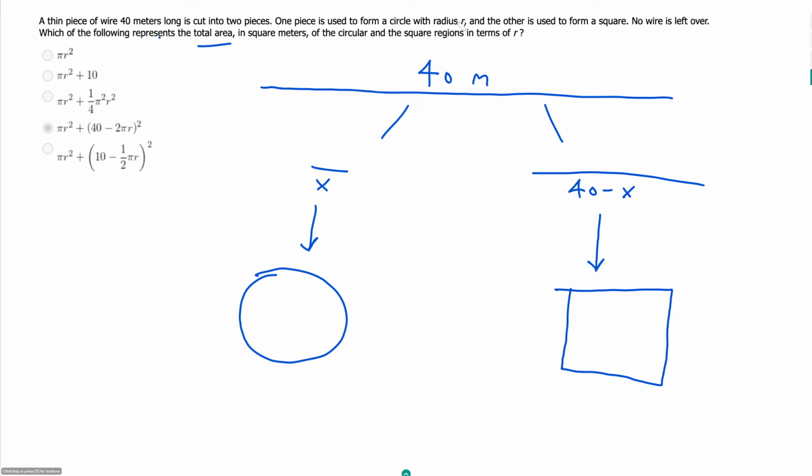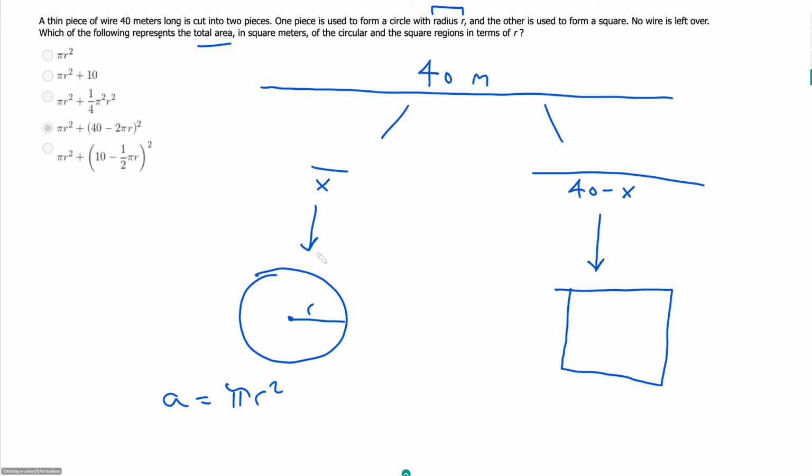And we know our circle has a radius of r. So what is the area of this circle going to be? It's just going to be pi r squared. If you look at our answer choices, they all start with pi r squared. Why is that? Because they practically just give us the area of our circle. And so what's left must be the area of the square, which is really where all of our work comes into play.